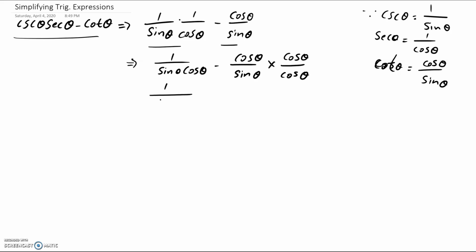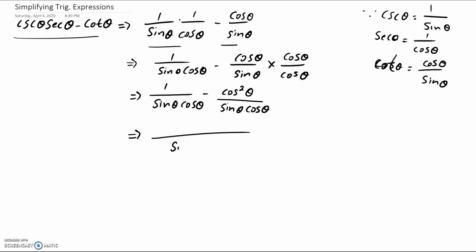Now we have 1 over sine theta cos theta minus cos squared theta over sine theta cos theta. Clear? Now the denominators are the same. Once you have the same denominator, you combine them. It's going to be sine theta cos theta in the denominator, and 1 minus cos squared theta in the numerator.